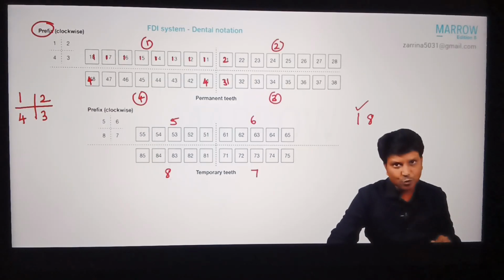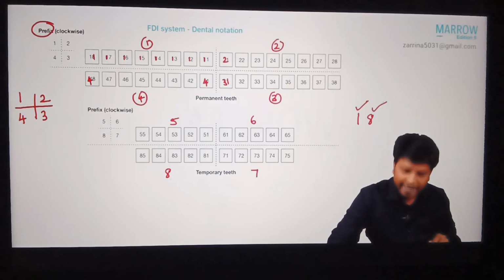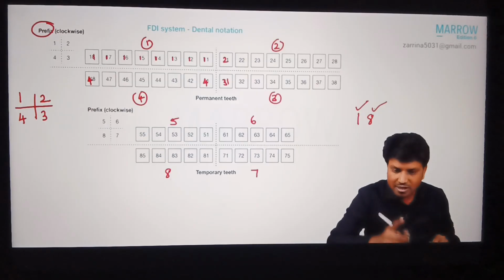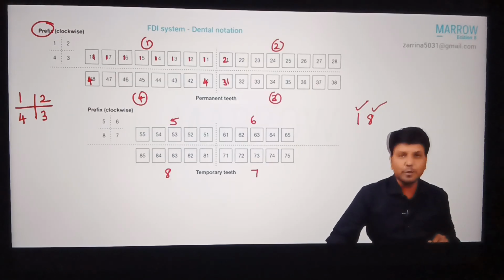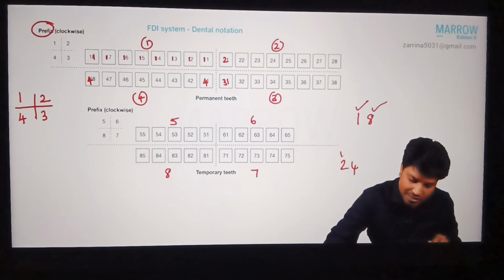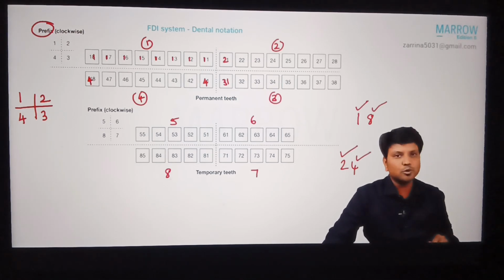If I tell you it is 18, right? The first number will tell you which quadrant it is, prefix, that is your right upper quadrant. 8 will be the molar tooth number. The first number will tell you which quadrant it is, second number will tell you which tooth it is, right? So if I say 24, the first number 2 tells you it is left upper quadrant, second number 4 tells you it is premolar 1. Right? So remember, this is important.